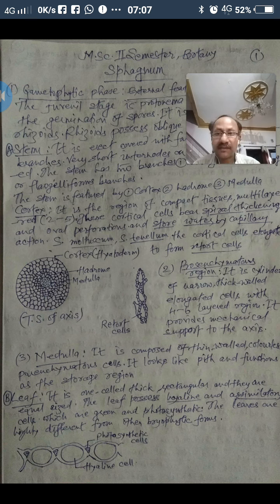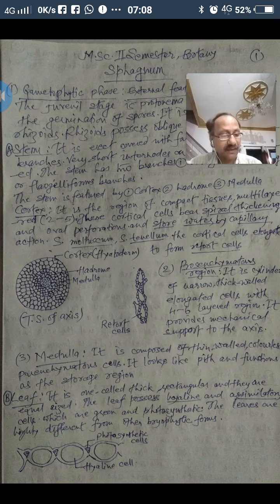As you see the hard xylem and secondary tissues in the advanced flowering plants, angiosperms, the somewhat harder kind of cellular organization is seen, is the advanced feature, which is supporting the stem, the aerial part. Medulla. It is composed of thin-walled, colorless, parenchymatous cells. It looks like the pith of the angiospermic plants. Pith functions as the storage region.